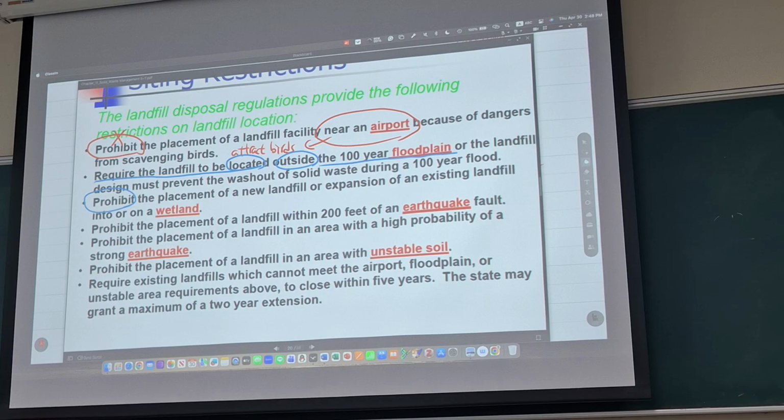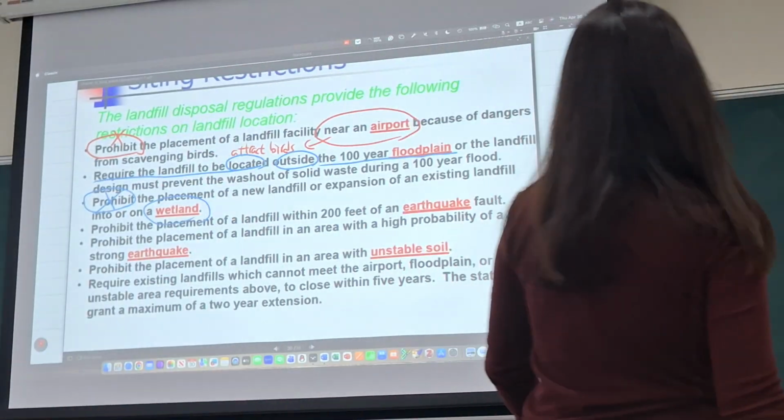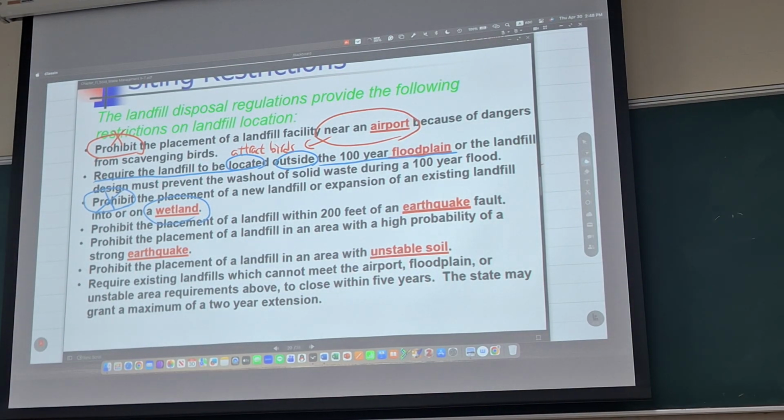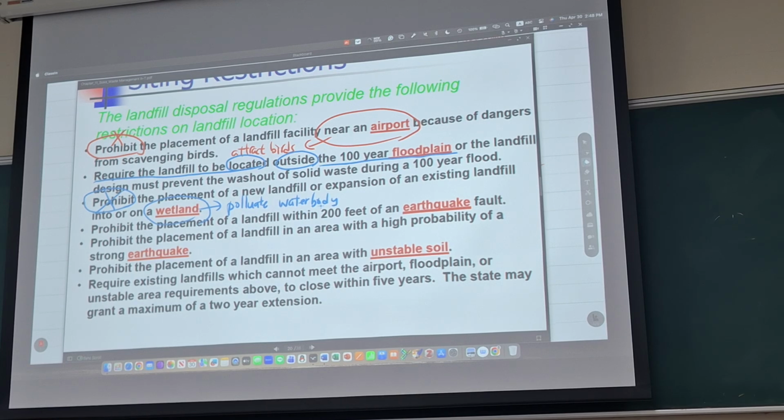Prohibit again. You cannot place the landfill on the wetland. The reason is you will pollute the water body. You will destroy the wetlands, 湿地啊. You will destroy the wetland and contaminate the water.